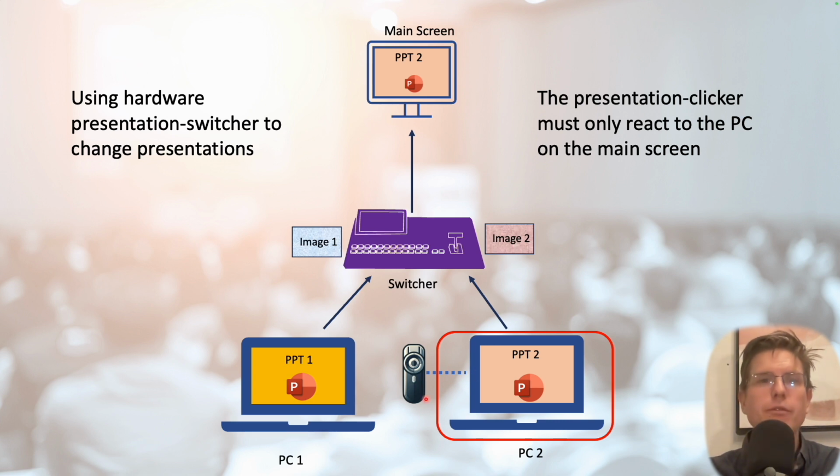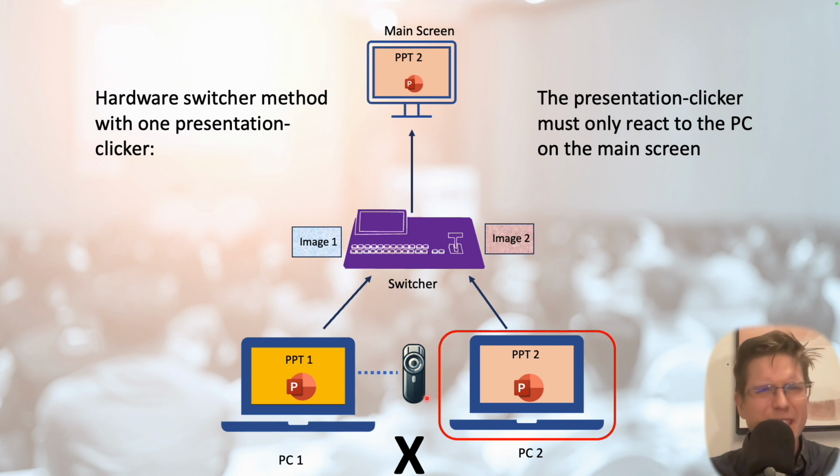But for some reason it was easy to mess this up, so I would configure the clicker to the wrong computer and it wouldn't react to the keyboard strokes. Or what could also happen is that the clicker reacts to both computers. And this is a problem because now this presentation will advance the slides without you knowing it sometimes. So when we go back to this presentation, it won't be on the first slide.